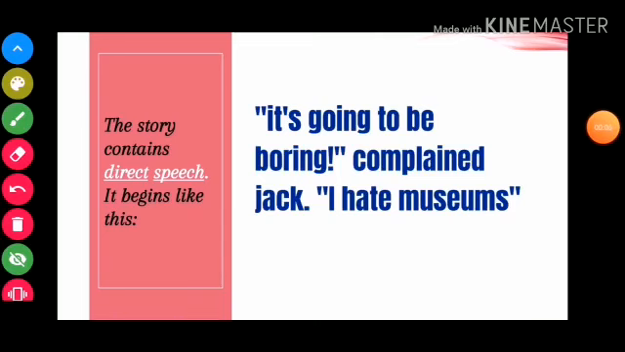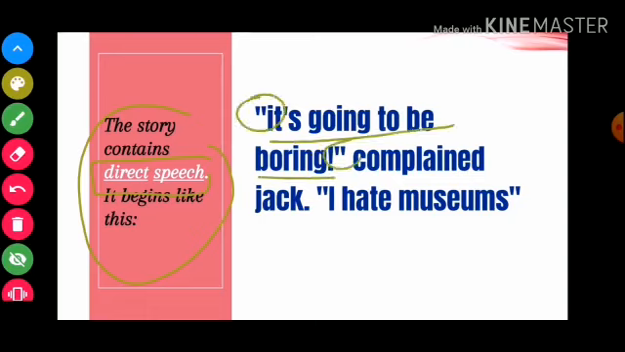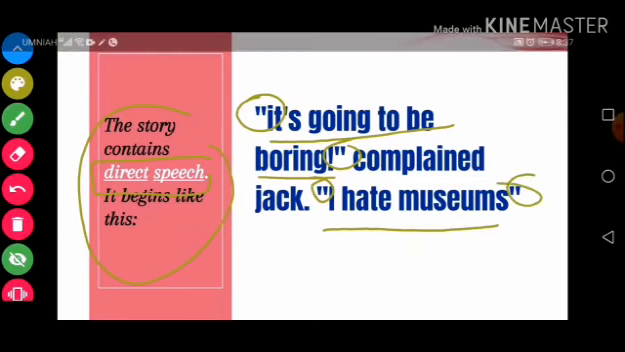The story contains direct speech. It begins like this. "It's going to be boring," complained Jack. "I hate museums." القصة لدينا تبدأ بما يسمى بالكلام المباشر. "It's going to be boring." كل شيء بين quotations فواصل هو كلام مباشر. "I hate museums." كلام مباشر.